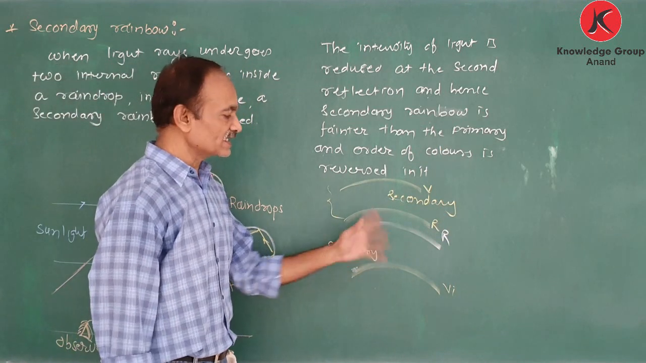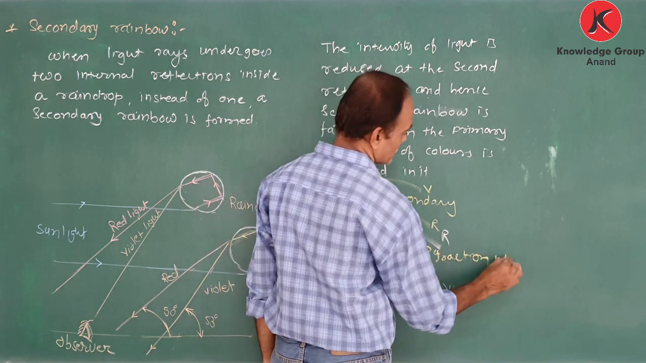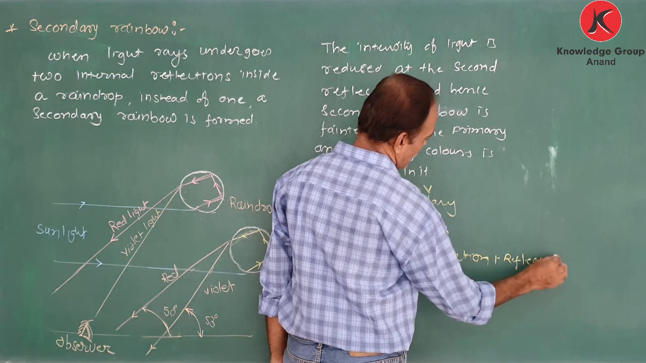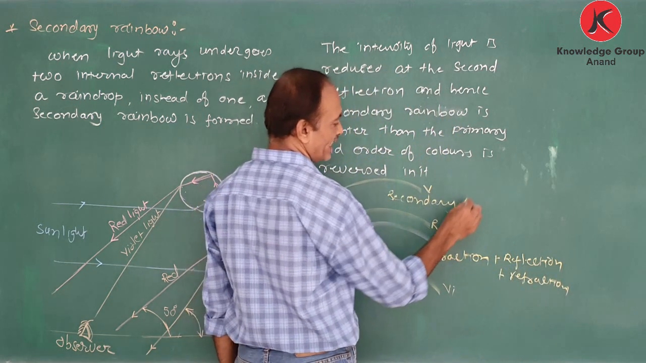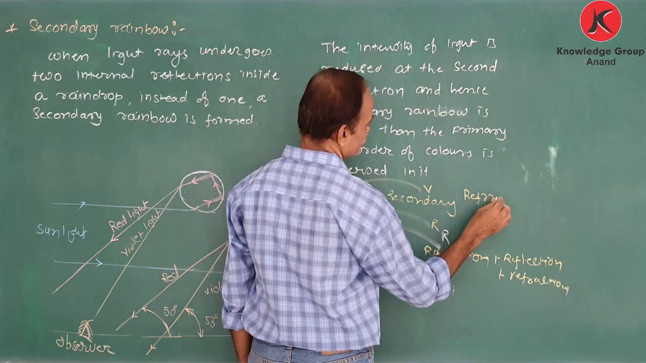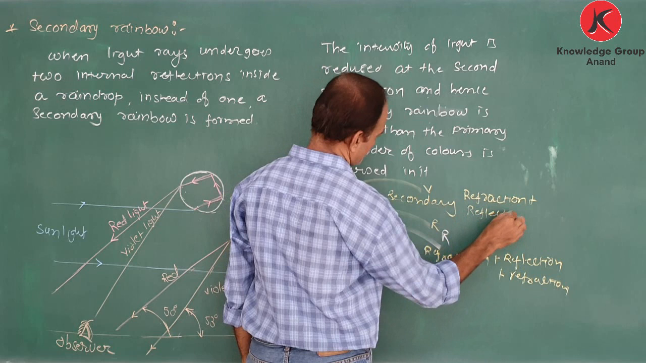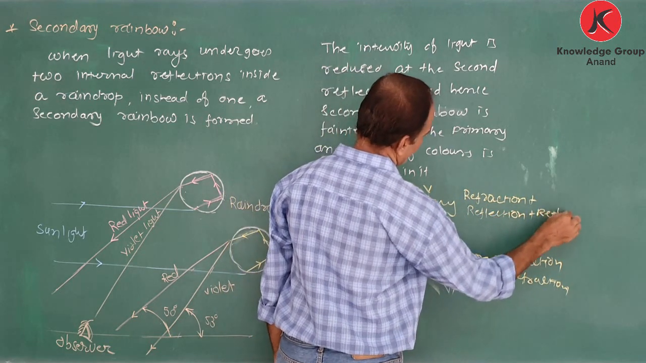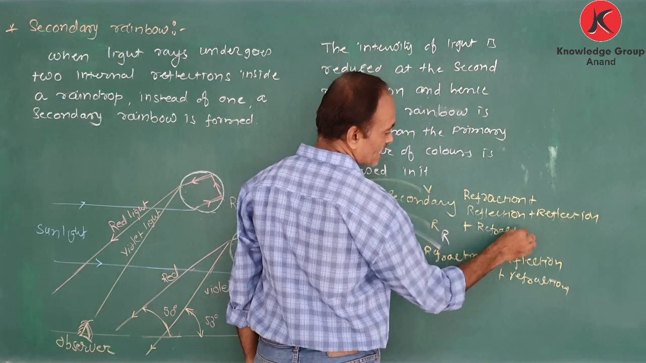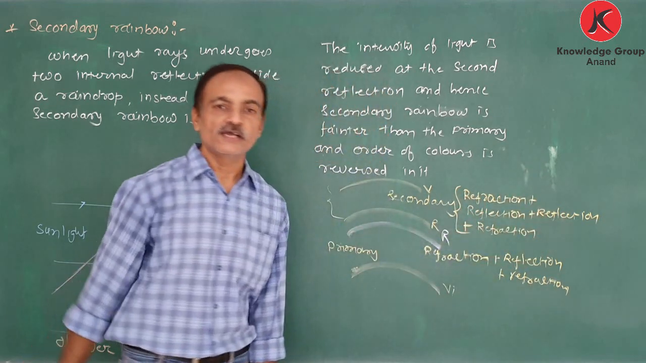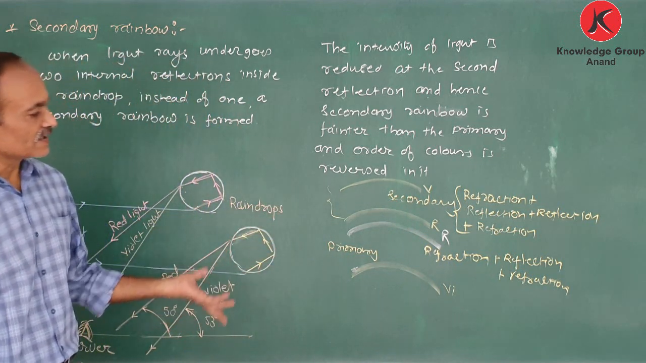The primary rainbow is formed by only a three-step process: refraction, reflection, and refraction again. While the secondary rainbow is formed by first refraction, then two internal reflections inside a water drop, and then refraction. So the process takes place in 4 different steps for the secondary rainbow, while in the primary there are 3 steps. So that is the formation of the secondary rainbow.